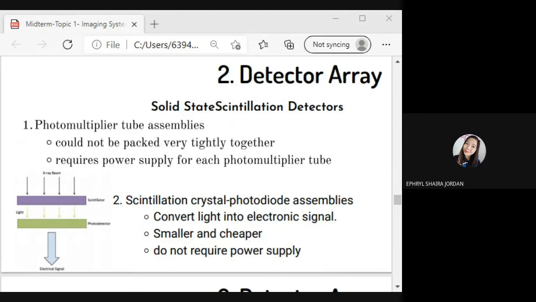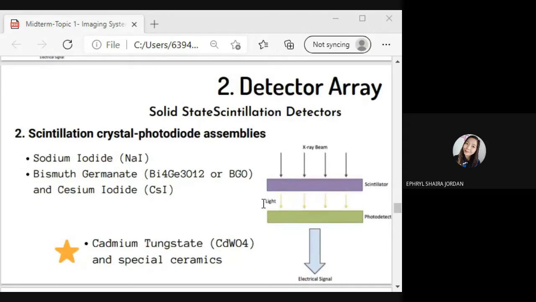In these types of detectors, the photodiodes convert light into an electronic signal. The good thing about this is they are smaller and cheaper, and they do not require a power supply. And now, they became happy with the scintillation crystal photodiode assemblies. So now they focus on improving or choosing the best crystal to be used.